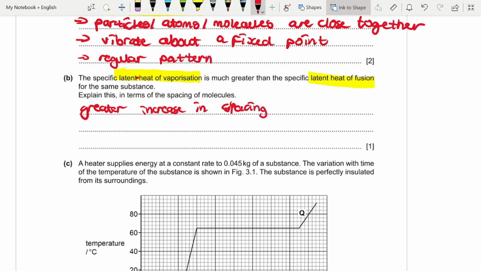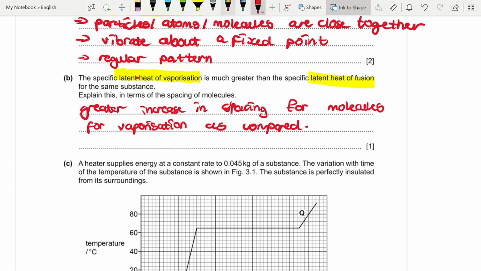So there's a greater increase in spacing for molecules for vaporization as compared to fusion, right? Remember, for vaporization, we have to break away the forces completely. But the same thing is not going to happen for fusion. For fusion, we just want to weaken them so that there's a liquid. But with gas, break them completely. So you're going to have an increase in the spacing that's going to affect the amount of energy you're going to need. So for vaporization, we need a lot of energy. But for fusion, we don't need that much energy.